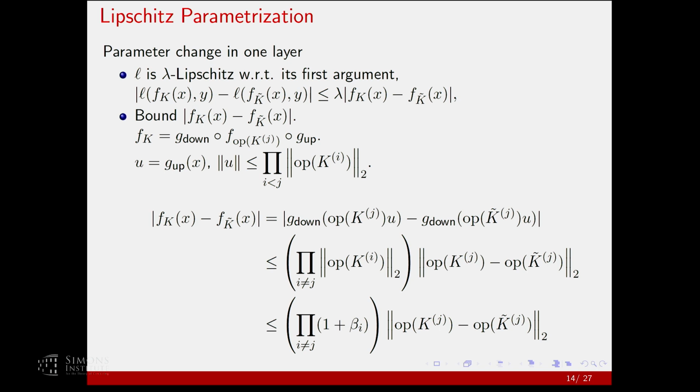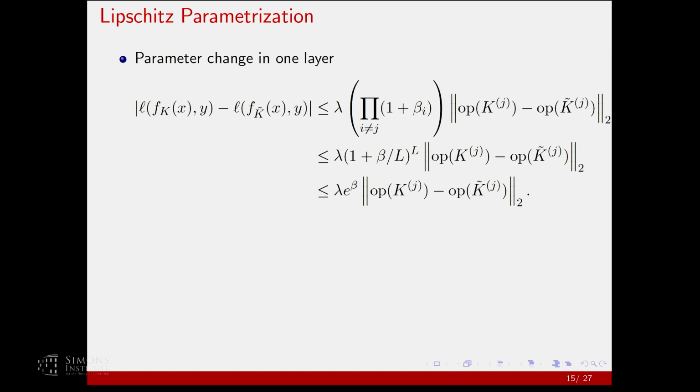Now, this is what we had from the last page. I put everything back in terms of loss and brought in lambda. What we know is that the sum of the distance to initialization for all these layers is beta. So if I want to maximize the product of 1 plus beta_i, what I do is set all the beta_i's equal to beta over L. This is what I get in the second line. And then we know that 1 plus beta over L to the L is upper bounded by e to the beta. So we're done, essentially.